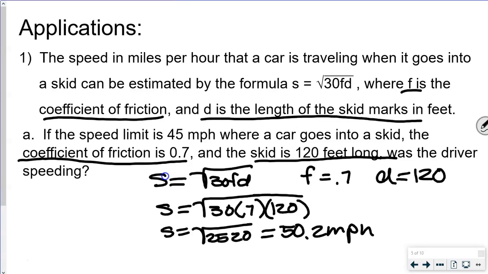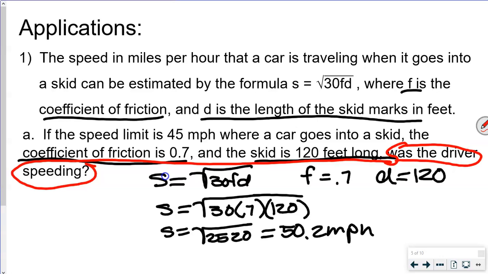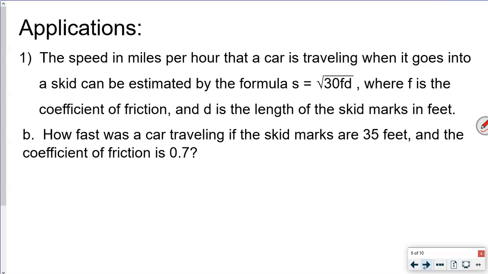It says if the speed limit is 45 miles per hour where a car goes into a skid, the coefficient of friction is 0.7, the skid is 120 feet. Was the driver speeding? So here's our question right here, y'all. Was the driver speeding? That's the question. If the speed limit's 45 miles per hour, right? So the answer is yes. That's actually the answer to the question. Now we had to solve the 50.2 miles per hour to get that answer, but that's the answer. All right, let's go on to this part B.